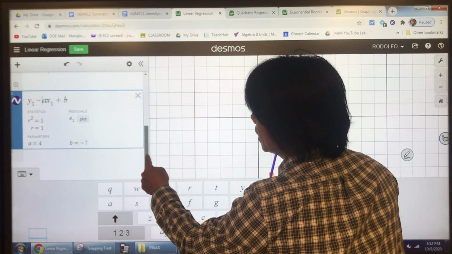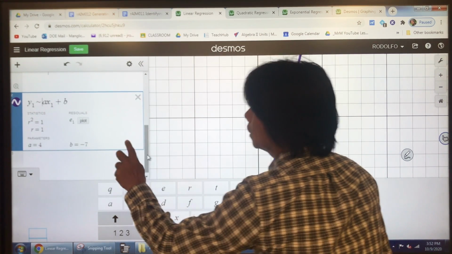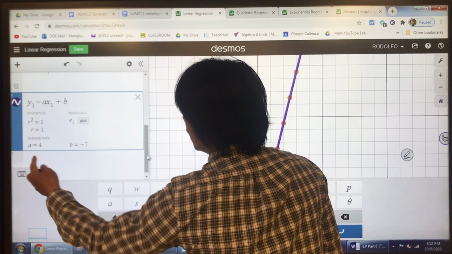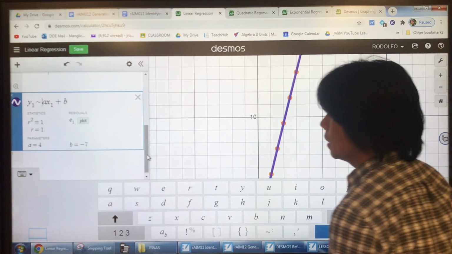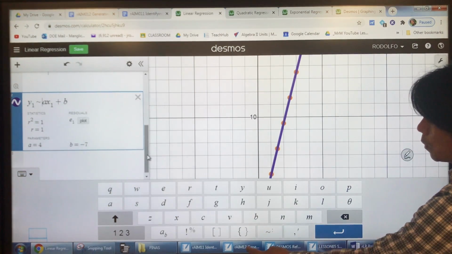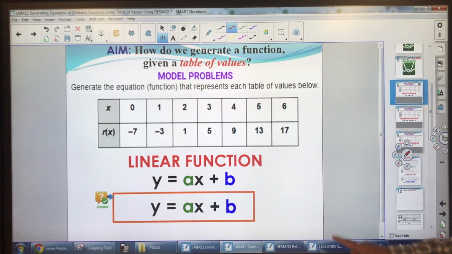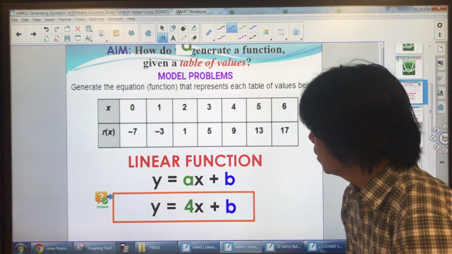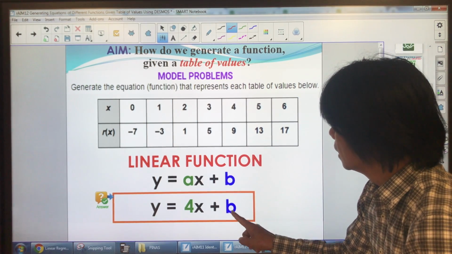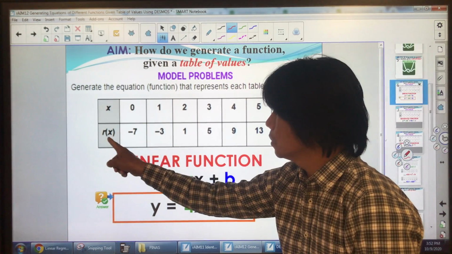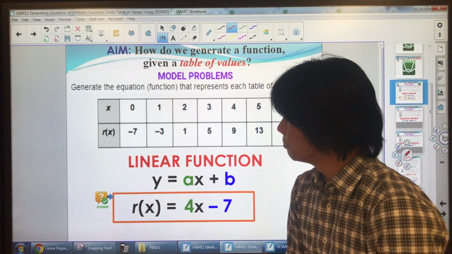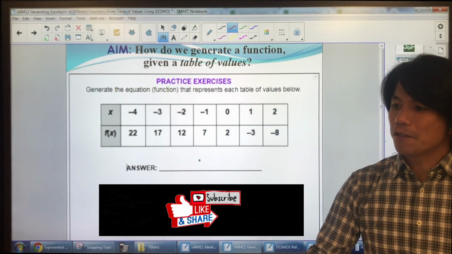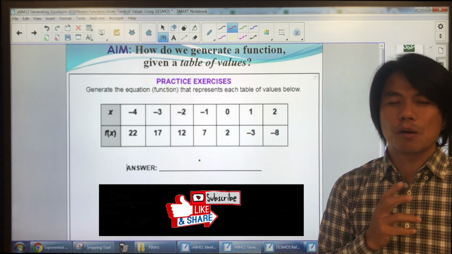And what is the equation? We don't know yet, but what we do know are the values of a and b. A is positive 4, b is negative 7. Going back to our slide, we know that a is equal to positive 4 and b is negative 7. We need to use r of x right there. Now it's your turn. Be sure to pause your video while you're doing it. Come back once you're done.